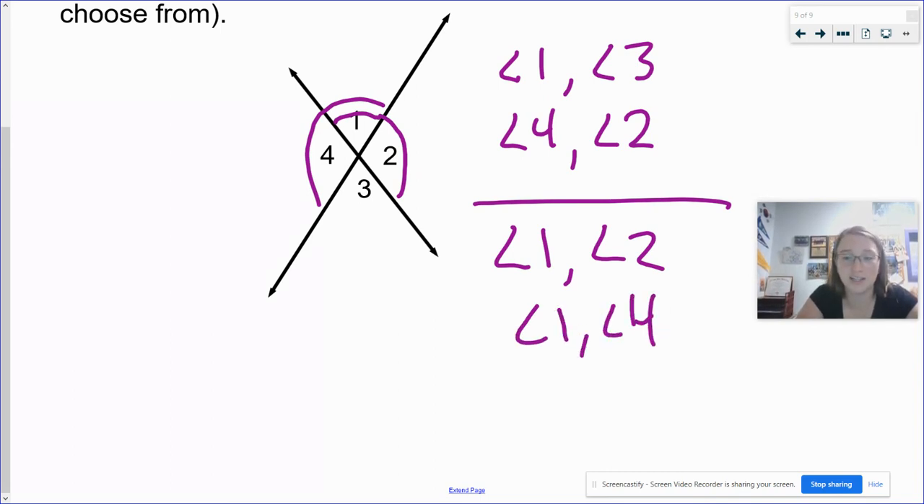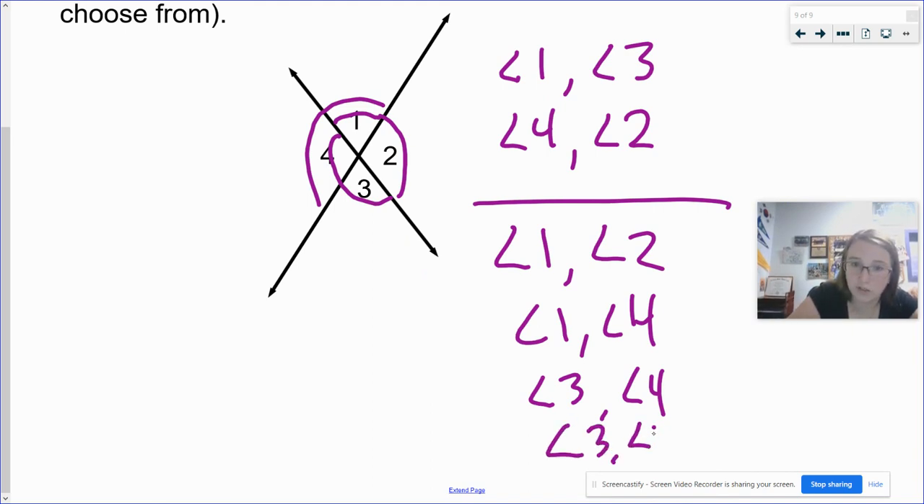They're both touching and they both create a straight line. If you chose angle 3, same thing. If you chose angle 3, you just would have had to choose one of the angles on each side of it. So angle 3 and angle 4 create a linear pair, and angle 3 and angle 2 also do. So any one of those options would have been correct.